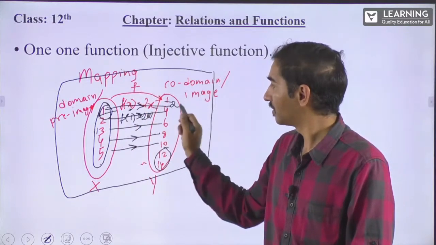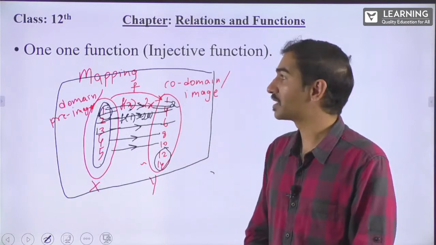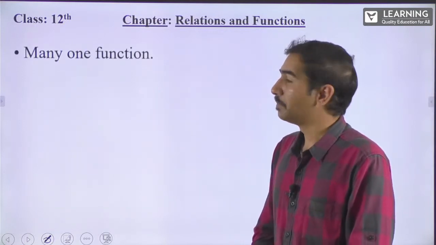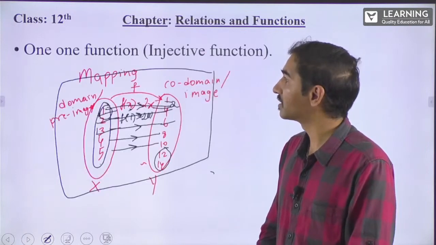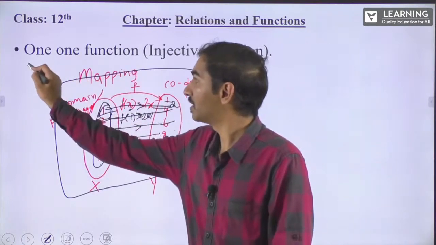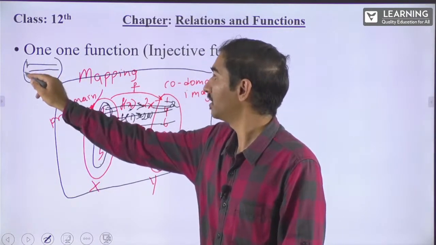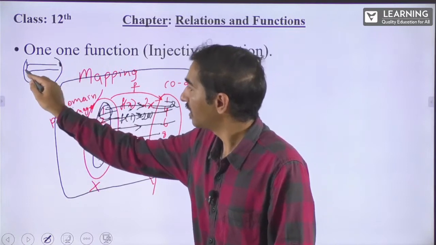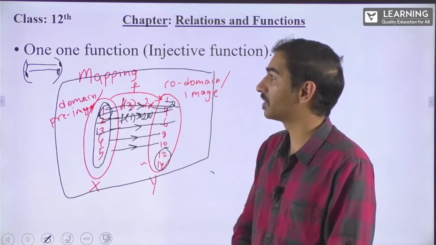So see, 1 to 1, like that. One function. Moving on to the next one: many one function. One function is generally represented like this, which means one element here has one element here. Again, another element here has another element here, like that. So this is nothing but one function.